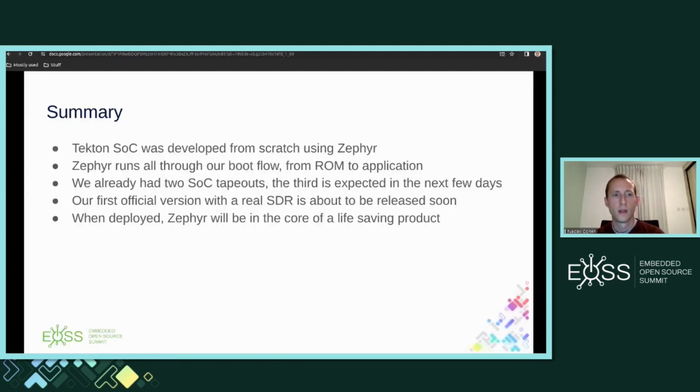Okay, let's summarize. The Tecton SoC was developed from scratch using Zephyr. Zephyr runs all through our bootflow, from the ROM to the application. We already had 2 SoC tapeouts. The third is expected in the next few days. Our first official version with a real SDR is about to be released soon. And when deployed, Zephyr will be at the core of a life-saving product.